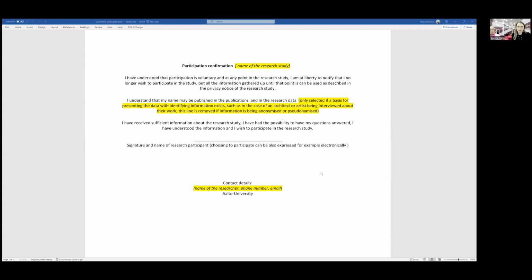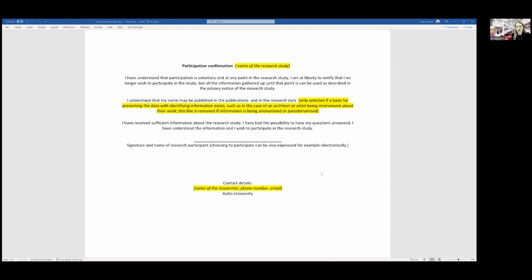And as discussed, in most cases, the participants give consent to participate in the research, and we also have a template for this purpose. But what we would really like to stress is that the participation confirmation does not have to be in writing. You can also ask for it by other means. It can be oral. For example, before you start interviewing a person, you can ask them to orally confirm that they would like to participate and that they have received sufficient information about the research study.